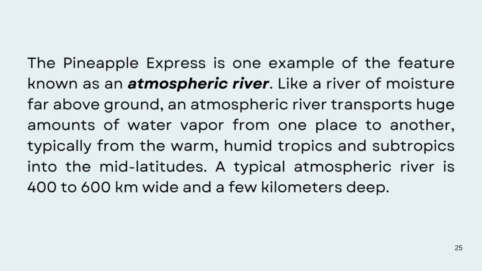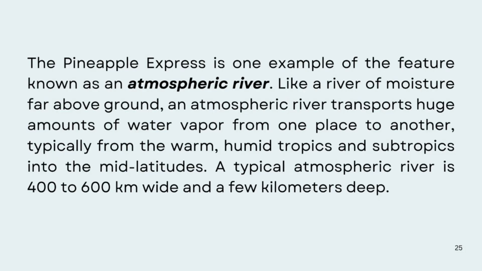Like a river of moisture far above ground, an atmospheric river transports huge amounts of water vapor from one place to another, typically from the warm, humid tropics and subtropics to the mid-latitudes.